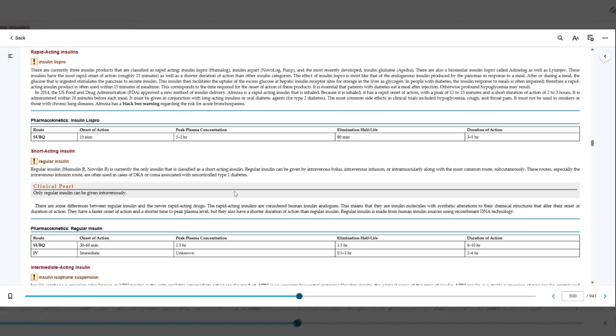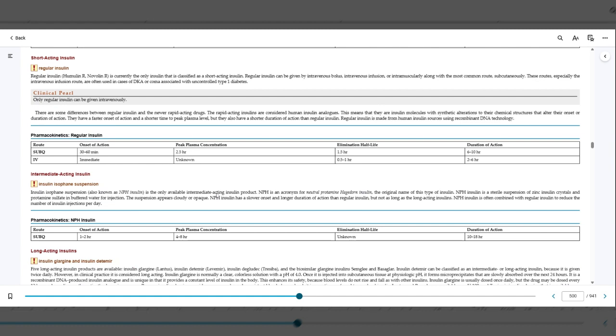My next one is my regular insulin. This is my short-acting insulin. I can give this one in an injectable form, but regular insulin is also the only insulin we can give IV, and we'll talk about that a little bit in class. There's our clinical pearl on that one.